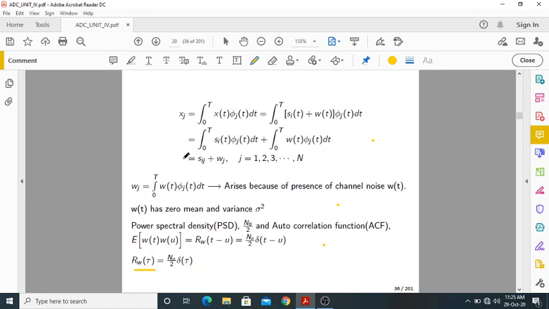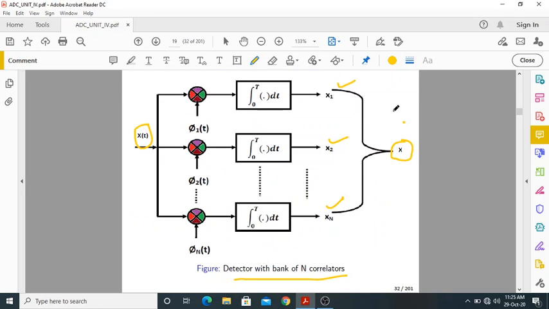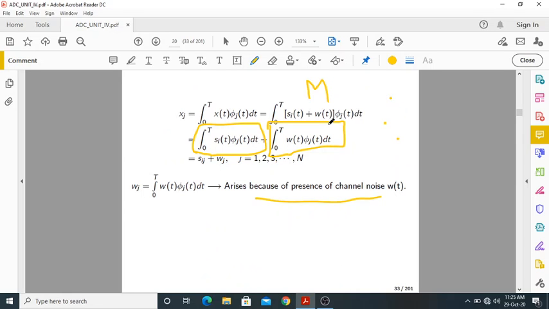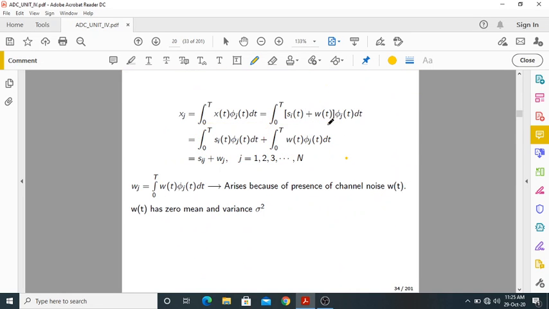But remember, what is xj equal to now? The output of the jth correlator is Sij plus Wj. Please remember this. What is the output of the first correlator, x1? How do you write x1? x1 equals Si1 plus w1, because j equals 1. What is x2? Si2 plus w2, and so on.